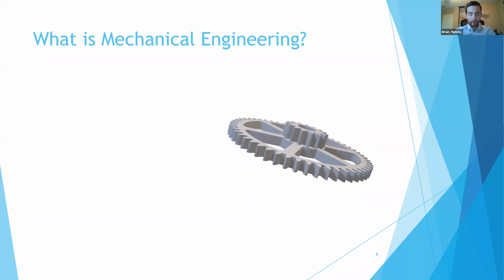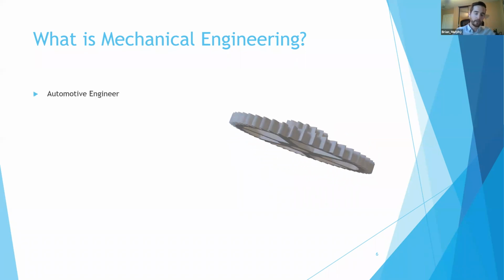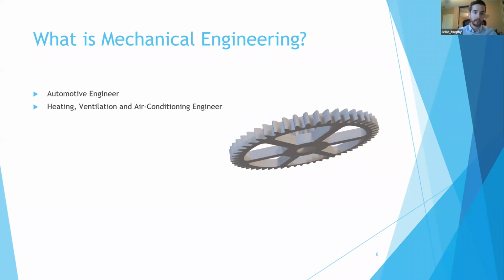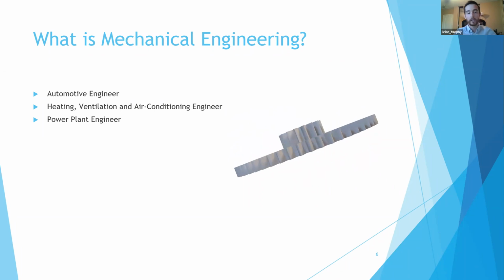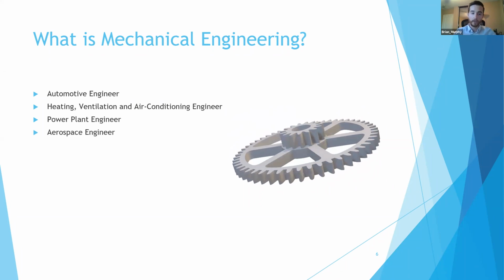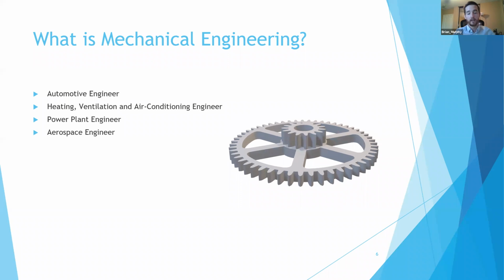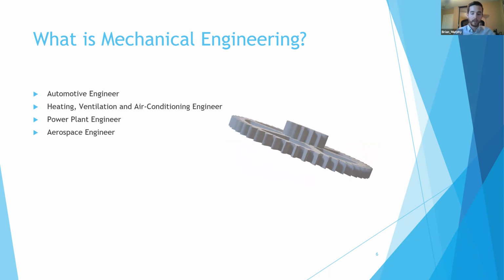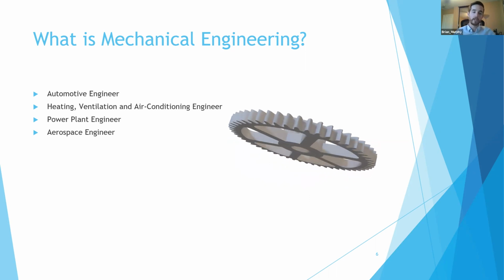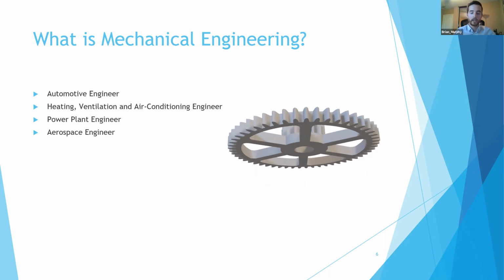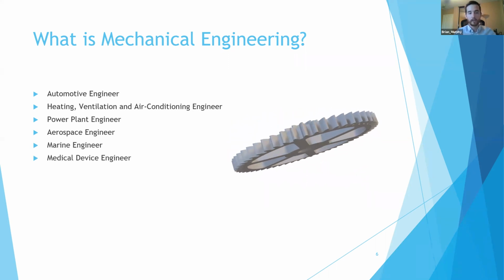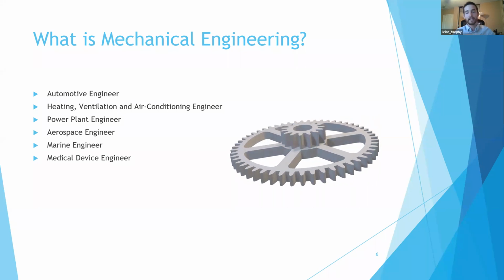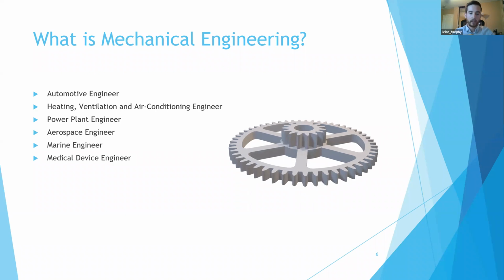What's mechanical engineering? Mechanical engineering, you might think of some of the more traditional career choices, such as automotive engineer, heating, ventilation, and air conditioning, working at a power plant, working in the aerospace industry. A lot of the time you'll find that a university will offer specific aerospace or aeronautical engineering programs, but per the definition of mechanical engineering, aerospace fits under that. It's just a specialization. And in the same way, marine engineering and medical device or biomedical engineering can be a subcategory of mechanical engineering. It's a very, very broad category.